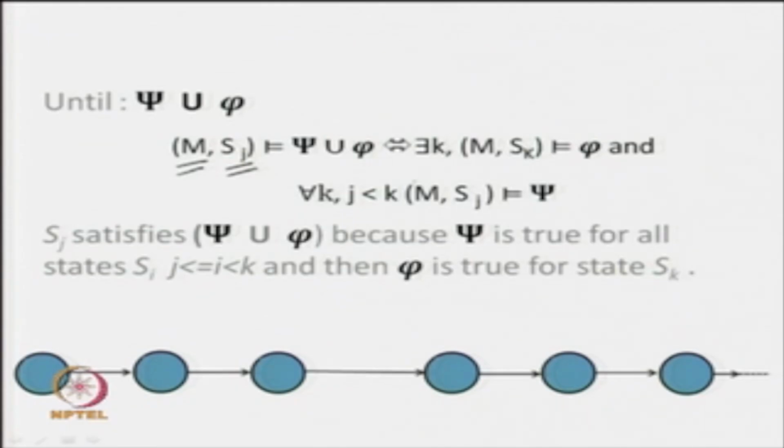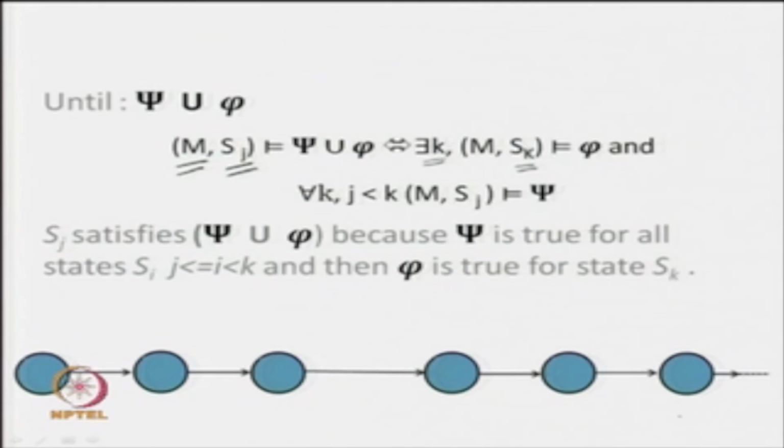It holds if there exists some k, some state S k, such that in model M at state S k, phi holds, and for all the states in between, where j is less than or equal to i and i is less than k, S i models psi. In that case we say that the state holds psi until phi.